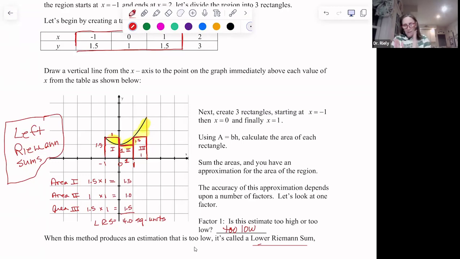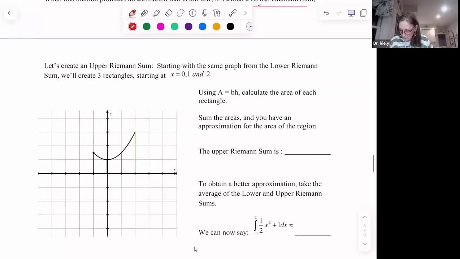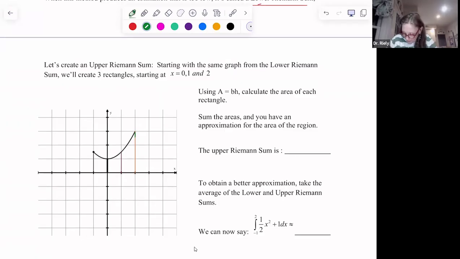That means I went to the furthest left and I started going up to the curve from there, as opposed to the right Riemann sums. And again, this looks like it's going to be an overestimate, so we'll see. So if I go to the right Riemann sums, I can do the following. I can go all the way to the right and go across here. Okay, so that's my first.